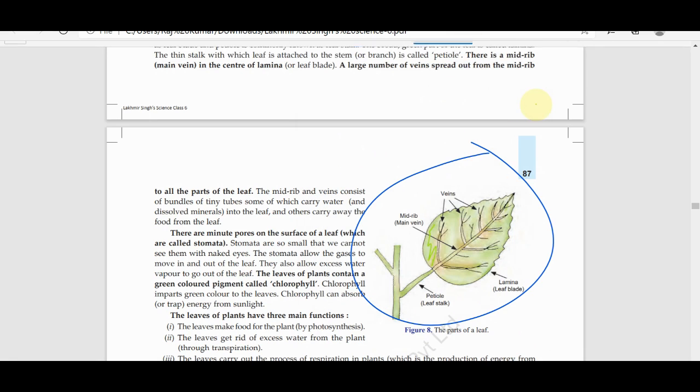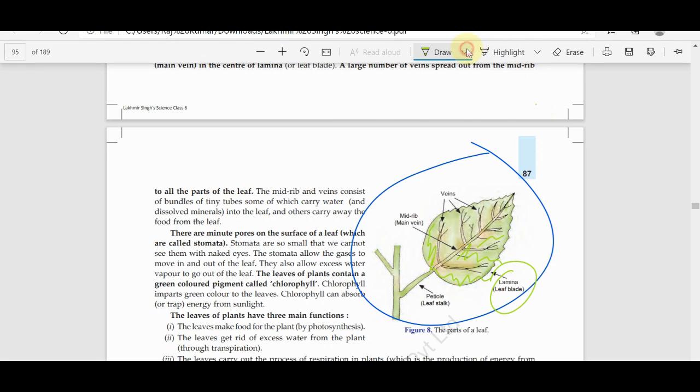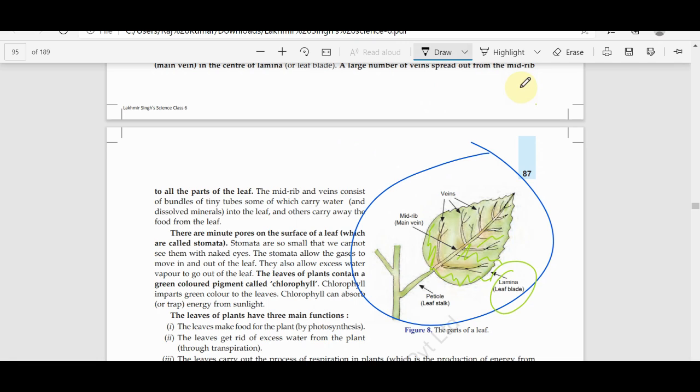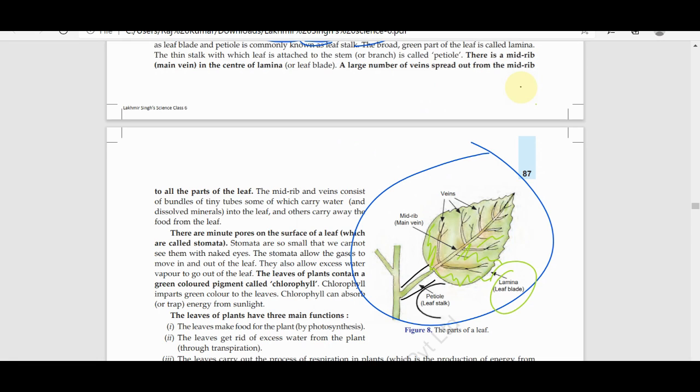All these green plants here, the green part will be known as the lamina, which is also known as the leaf blade. But there are also some vein-type structures, and this vein-type structure is known as the petiole or the leaf stalk, and that is also present in these leaves. There are also very small branches of the veins.